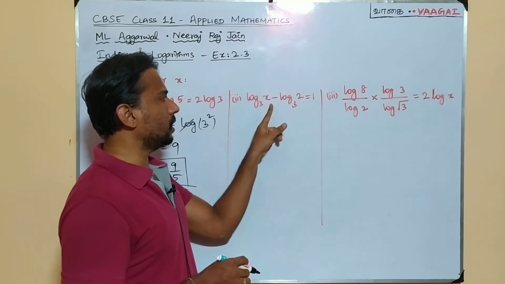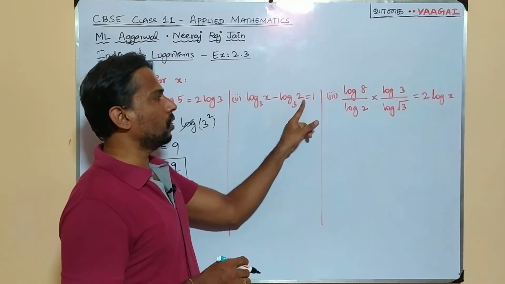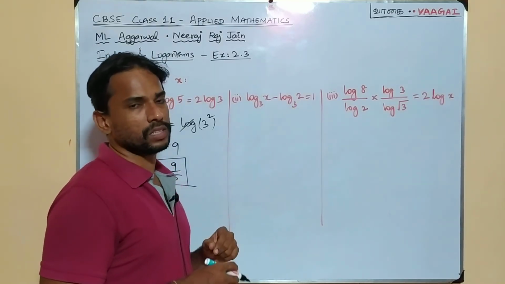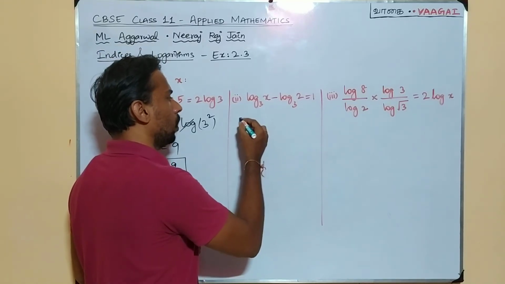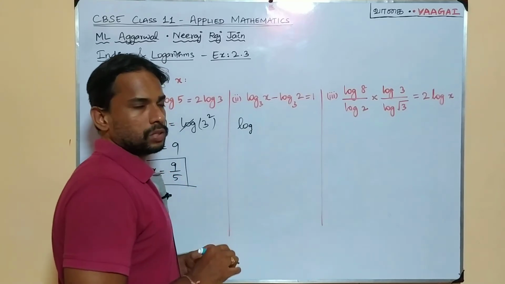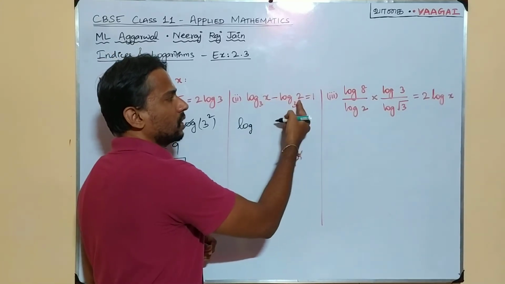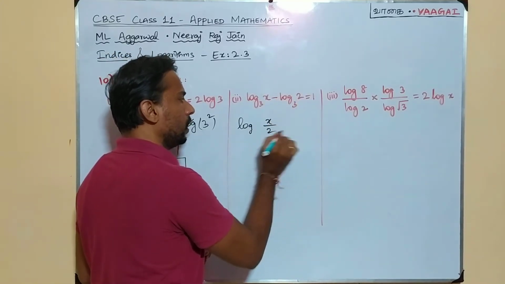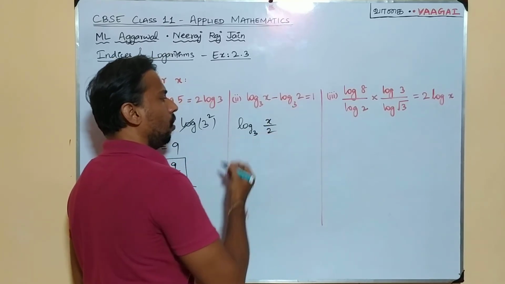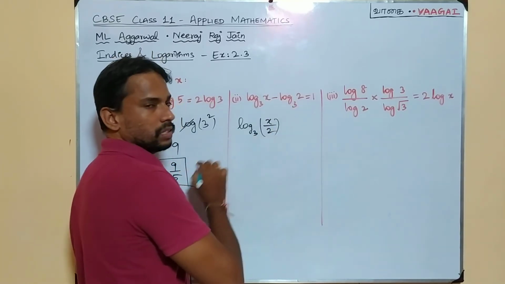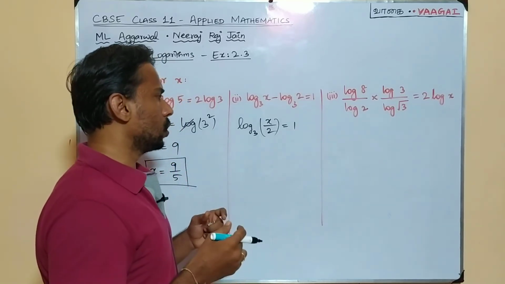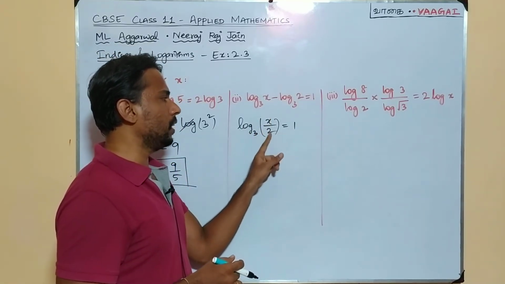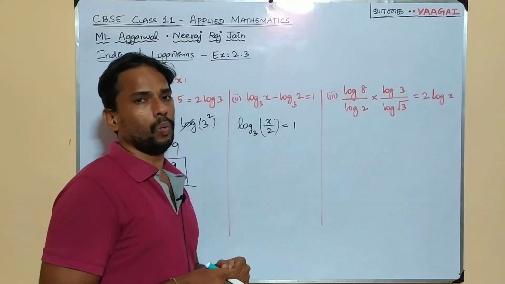Here we have log x base 3 minus log 2 to the base 3. So since we have minus, here we can use the quotient rule. Is it or not? So once we use quotient rule, what happens? It becomes log of x by 2 with the same base 3. Log of x by 2 to the base 3 is equal to, what about right hand side? Right hand side we will have 1. So now we got log of x by 2 to the base 3 is equal to 1.